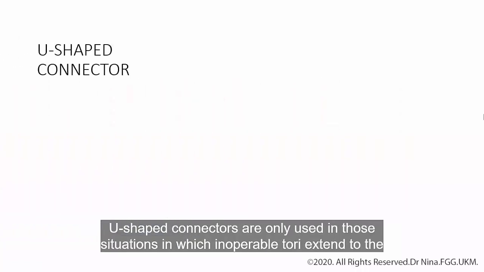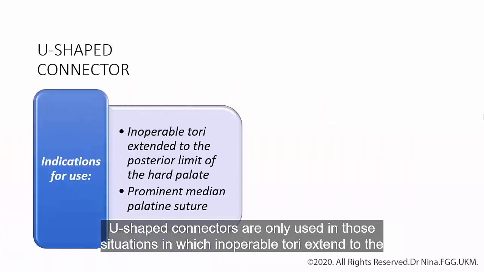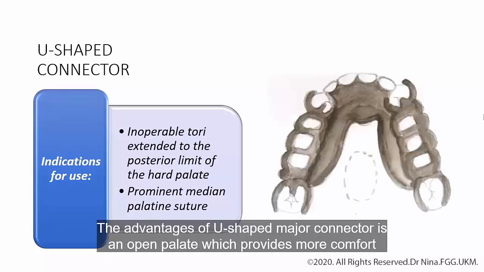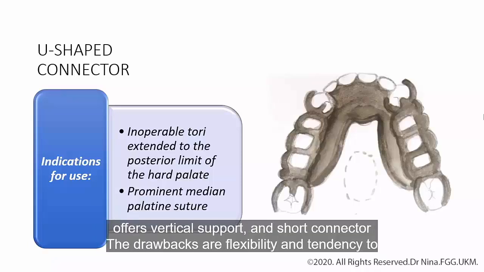U-shaped connectors are only used in those situations in which inoperable tori extend to the posterior limit of the hard palate or when you have a prominent median palatine suture. The advantages of a U-shaped major connector are an open palate, which provides more comfort, offers vertical support and short connectors.